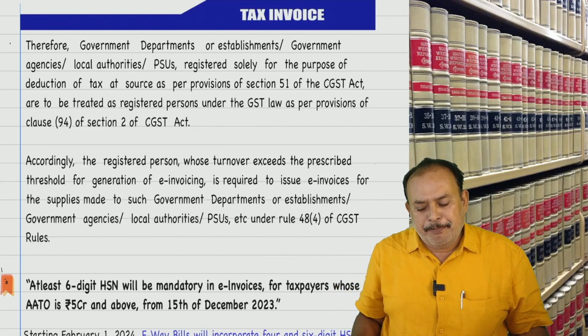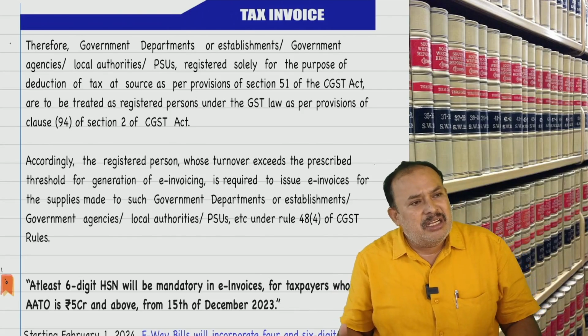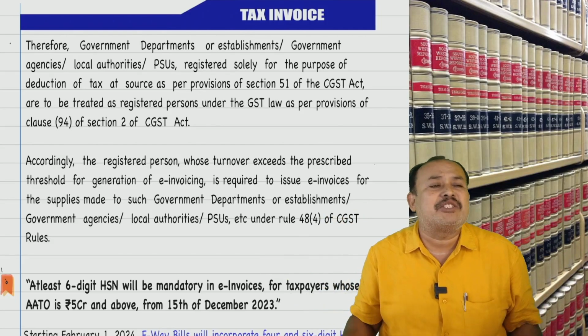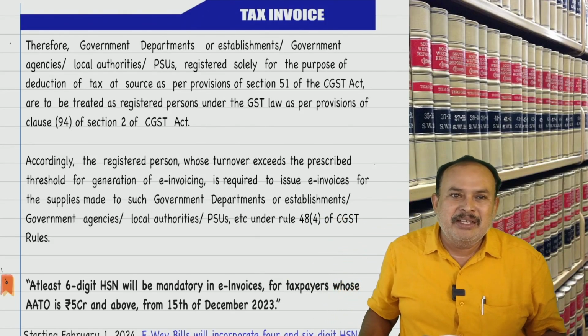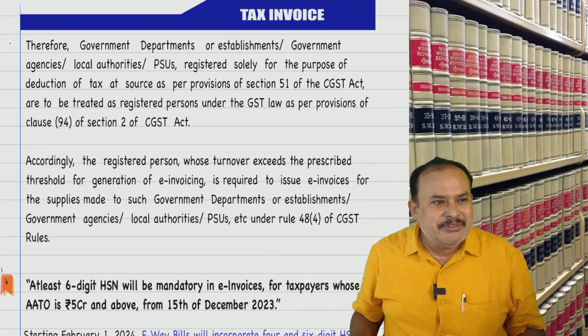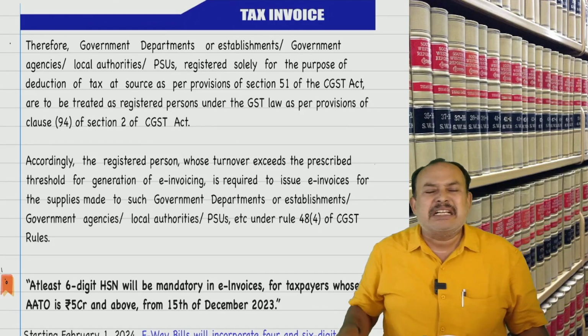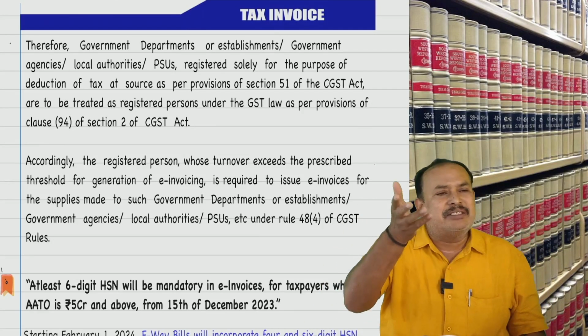Meaning thereby, you are not required to generate an IRN number for that. You can generate the quick reference code for reference purposes. You get my point? Any difficulty after this? No difficulty. Then coming to the content of e-invoice or tax invoice.